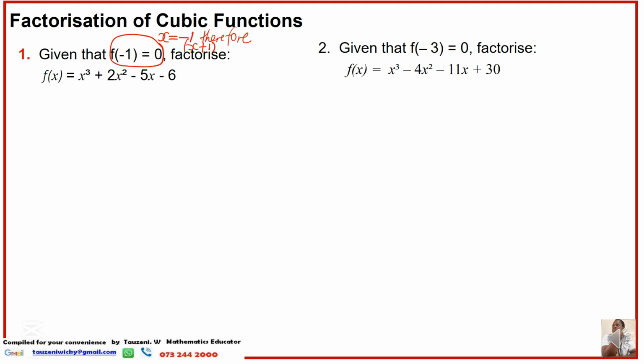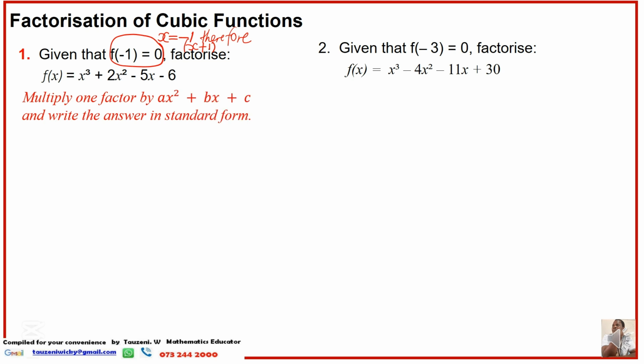Now when factorizing this expression, we multiply the first factor that we got, which is x plus 1, times ax squared plus bx plus c. Multiply those two. Your multiplication is to be done using the FOIL method. So x times ax squared, x times bx, and x times c. Then 1 times ax, 1 times bx, and 1 times c. Then you simplify that expression to simplest form.